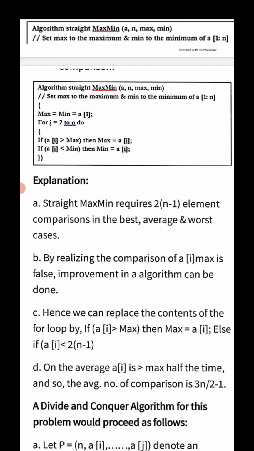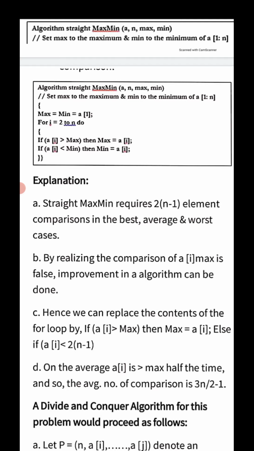If array of i is greater than maximum element, then we check the condition, max is assigned to array of i, semicolon. Okay, and then we check one more condition here: if array of i is less than minimum value, then minimum is assigned to array of i.